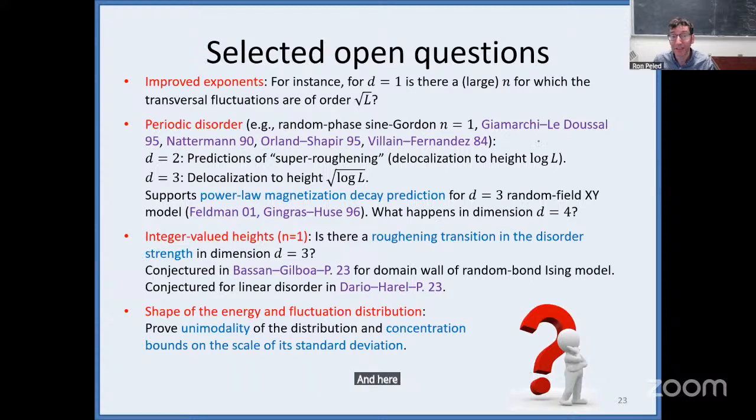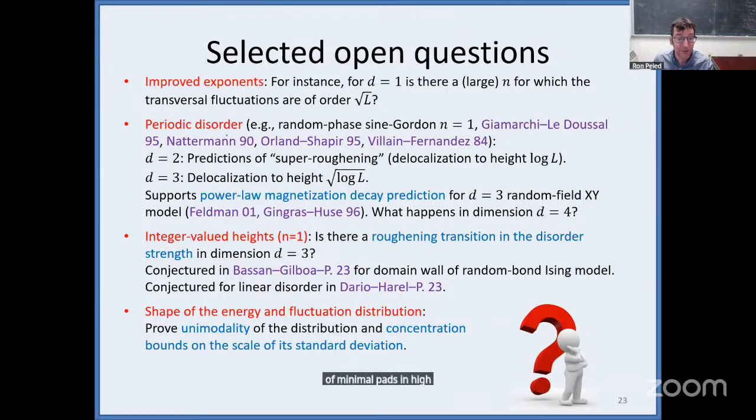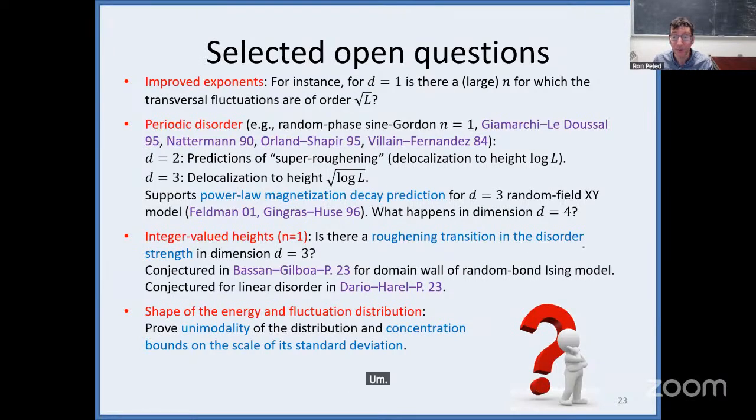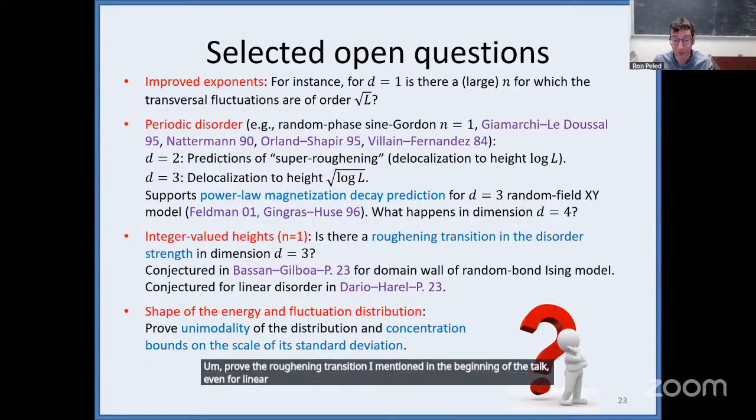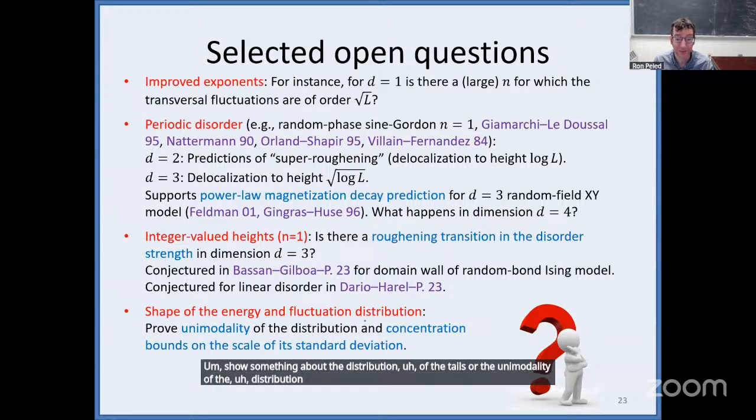And here I just presented a selected list of open questions. For instance, prove the super diffusivity or lack thereof of minimal paths in high dimensions, find the exact delocalization of periodic disorder. There are fascinating predictions. Prove the roughening transition I mentioned in the beginning of the talk. Even for linear disorder, we don't know it. Show something about the distribution of the tails or the unimodality of the distribution of the minimal energy, for instance, or height fluctuation. Thank you very much.